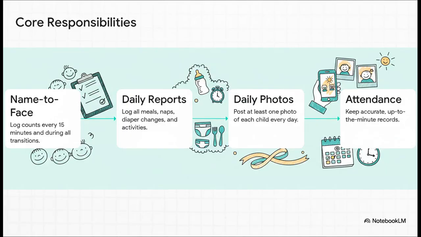So that name-to-face count is the first of what we call the daily four. Number two is keeping up with daily reports. That means logging every meal, every nap, every diaper change, and all the key activities. Third, you've got to post at least one photo of each child every single day. And last but not least, number four, keeping those attendance records perfectly accurate and up to date. These four things are your core responsibilities inside the app.